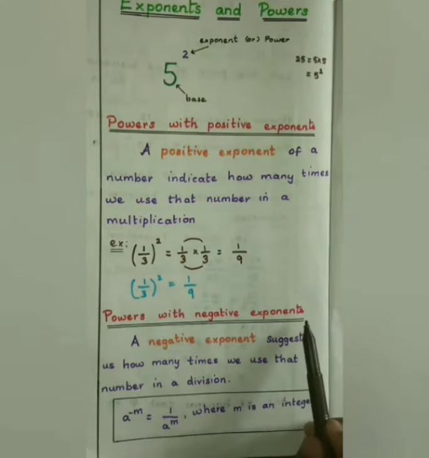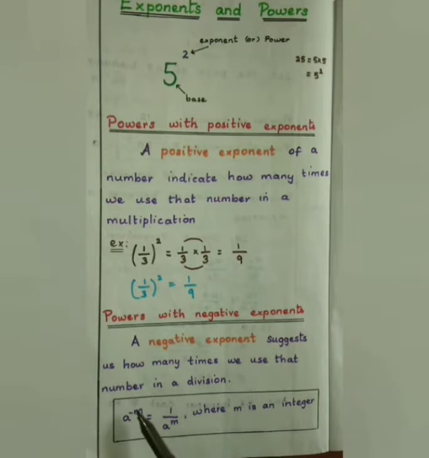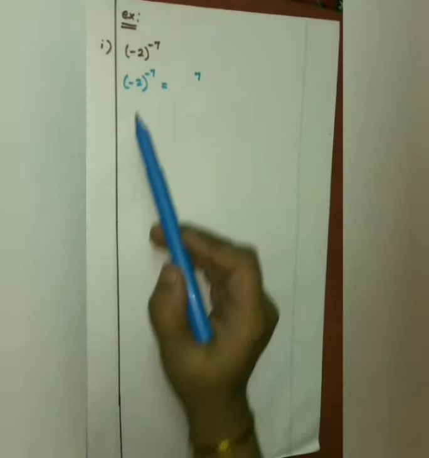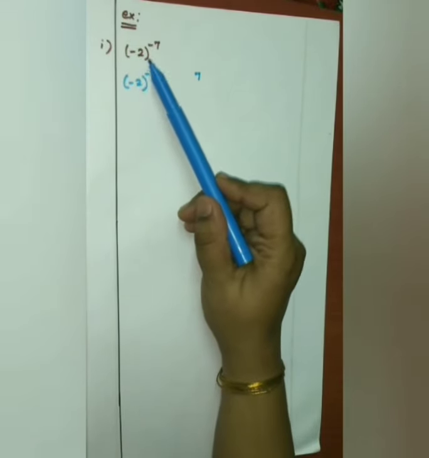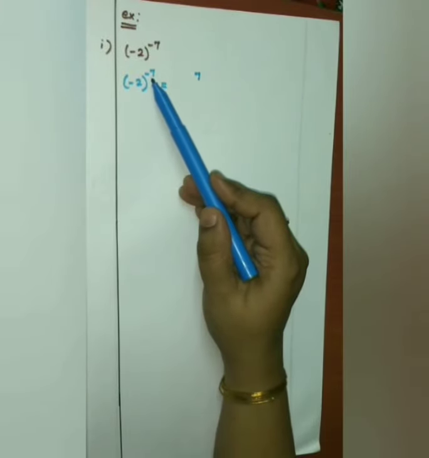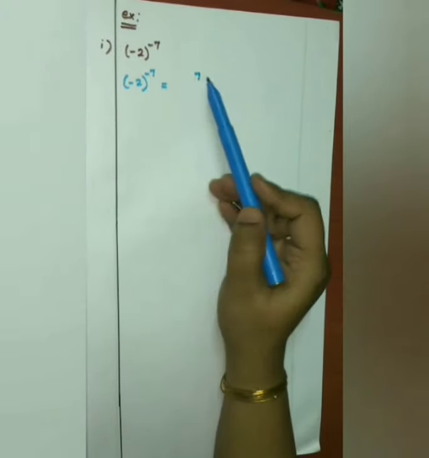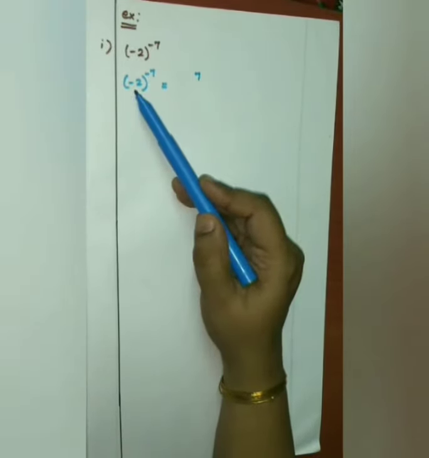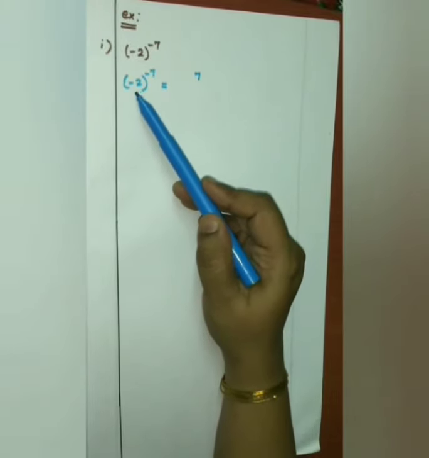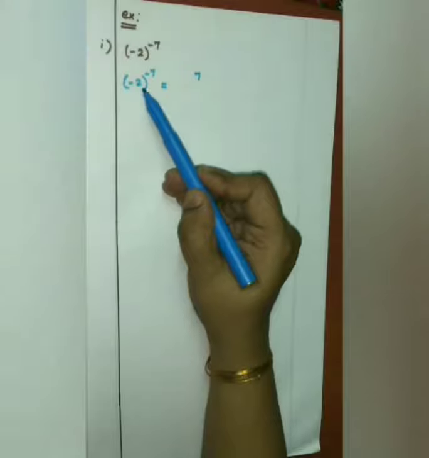Powers with negative exponents. A negative exponent suggests how many times we use that number in a division. In general, a to the power minus m equals 1 by a to the power m, where m is an integer. We shall find the value of numbers which have negative exponents. First problem, (-2)^-7. First step, you change the negative exponent to its positive. Since I have changed the sign of the exponent, instead of writing the base number, you write its reciprocal. So what's the reciprocal of minus 2?